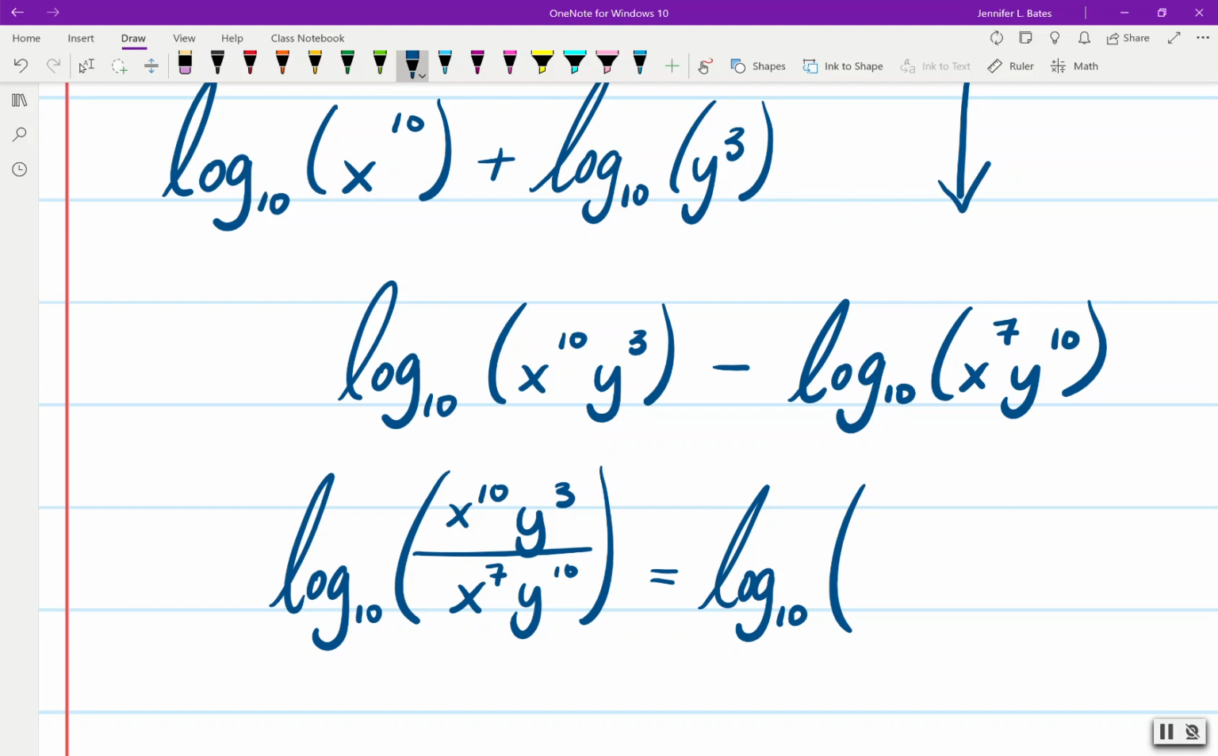So my exponent rules say when I'm simplifying this, x to the 10th over x to the 7th is x to the 3rd, because 10 minus 7 is 3. But then y to the 3rd over y to the 10th would be y to the negative 7. I don't want a negative exponent in my answer, so I'm just going to make this y to the 7th in the denominator.